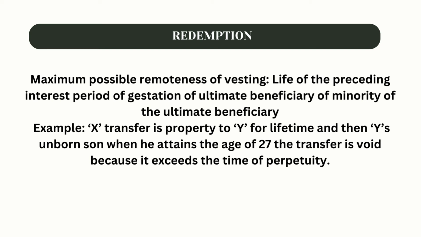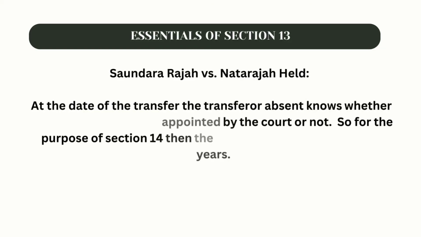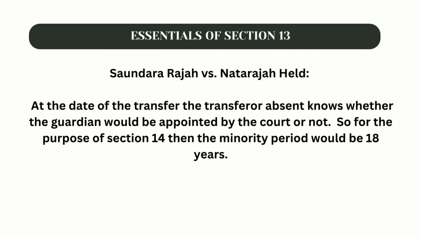For example, X transfers his property to Y for lifetime and then to Y's unborn son when he attains the age of 27. The transfer is void because it exceeds the time of perpetuity. Essentials of section 13, Saundara Raja versus Nataraja. It was held that at the date of the transfer, the transferor does not know whether a guardian would be appointed by the court or not. So, for the purpose of section 14, the minority period would be 18 years.